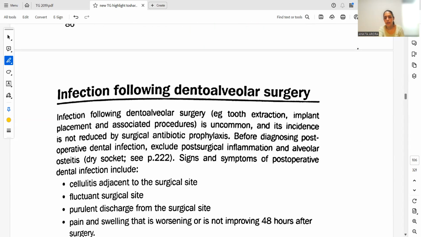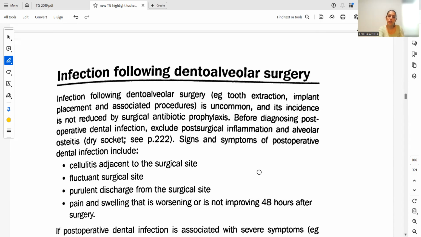Then the last in the series is infection following dentoalveolar surgery. This is an infection which happens after tooth extraction, implant placement, or associated procedures. It's uncommon and its incidence is not reduced by surgical antibiotic prophylaxis. So if we have done a tooth extraction, there is no point giving any antibiotic because infection is not a very common occurrence, but it can still happen.